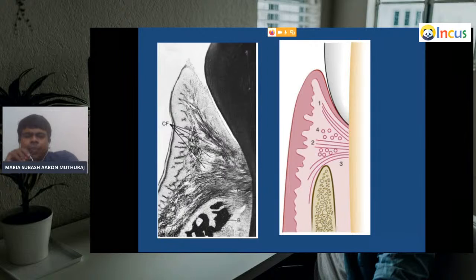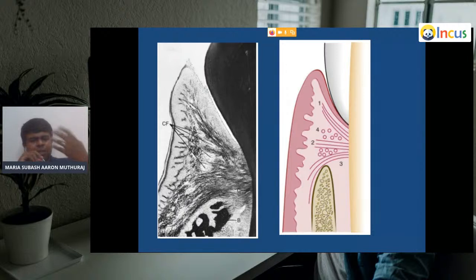Here the image shows how dentogingival fibers arise. They arise in a fan-like configuration. They arise from the cementum and move towards the crest of the gingiva, and also towards the outer surface of the gingiva. Some fibers arising from the cementum will attach supraperiosteally. Dentoperiosteal fibers are also present.